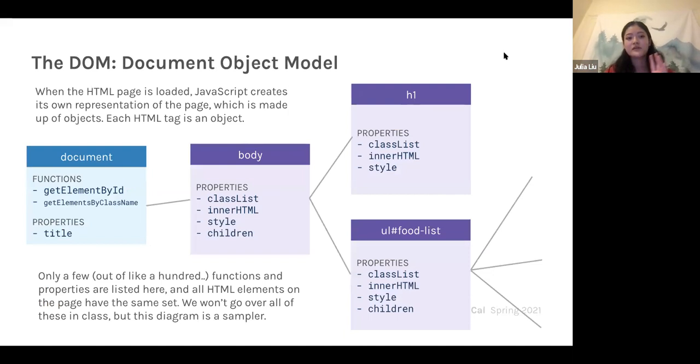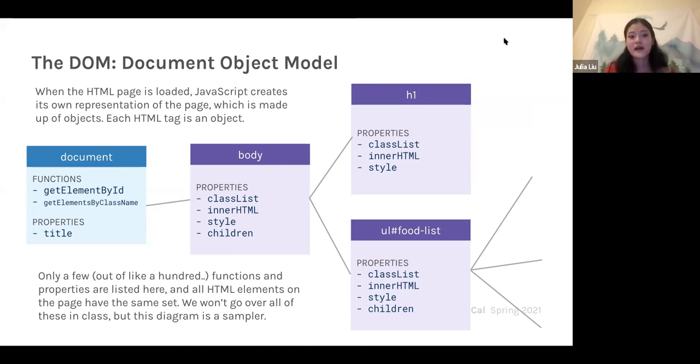In terms of the DOM, which I don't think we've ever covered specifically yet, DOM stands for Document Object Model. So when the HTML page is loaded, JavaScript creates its own representation of the page, which is made up of objects. Each HTML tag is essentially an object. This is the reason why we taught you what an object is in JavaScript, because it's really important to understand what objects are in order to understand how we can use the document object model.